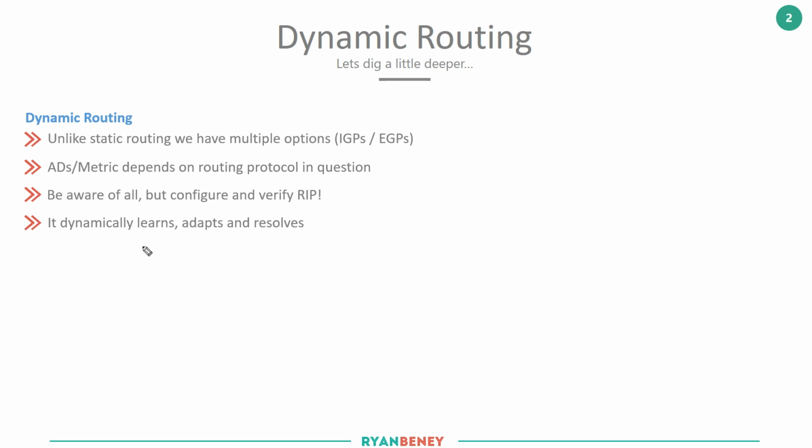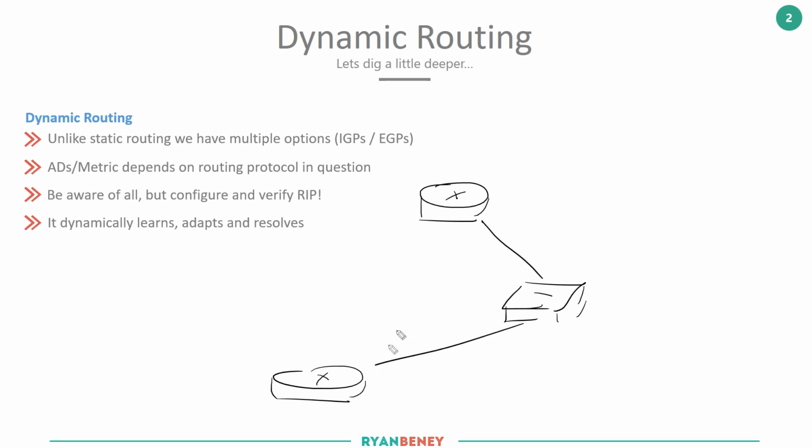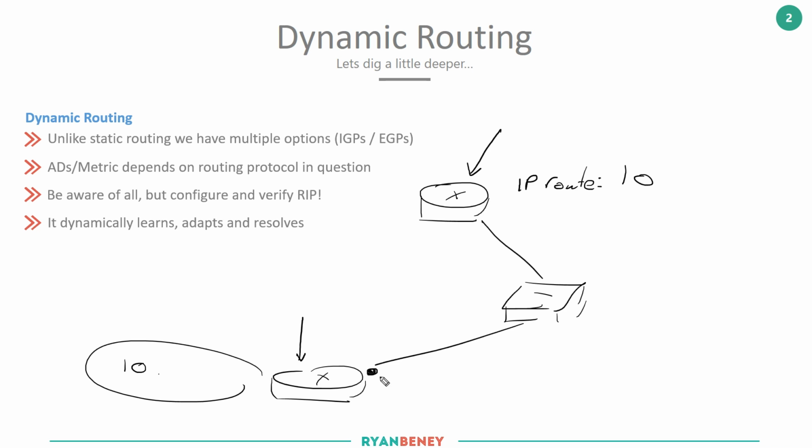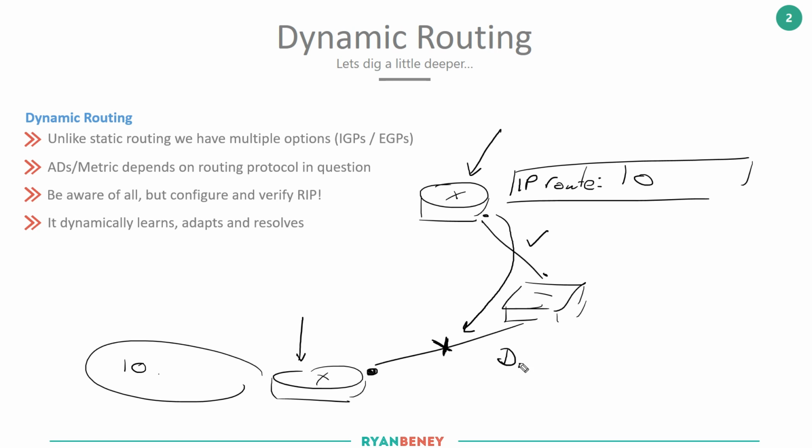And it dynamically learns, adapts, and resolves. So remember previously we had a good flaw with static routing where if we had a switch in the middle connecting, let's say, two routers together, and this particular router had an IP route statement, remember that's the command for a static route, to say if you would like to reach the 10 network that sits behind this particular router, go to this next hop, but the router end-to-end reachability has died, but because the link here to here is up, the route still gets installed into the routing table and traffic gets sent, but ultimately it's dropped.